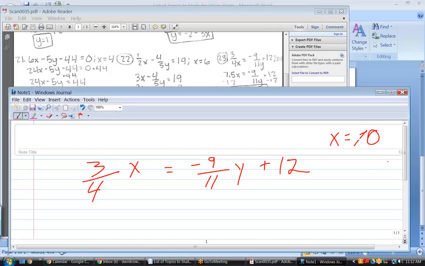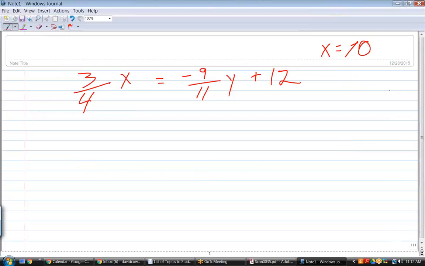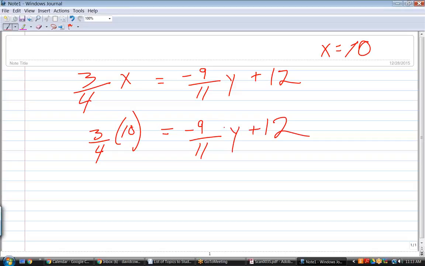All right. So we're going to solve this for y, correct? When x is equal to 10. So the very next line, we're just going to substitute 10. Okay, now our goal, isolate that. So tell me what the next step should be. Subtract 12 from both sides. Okay?